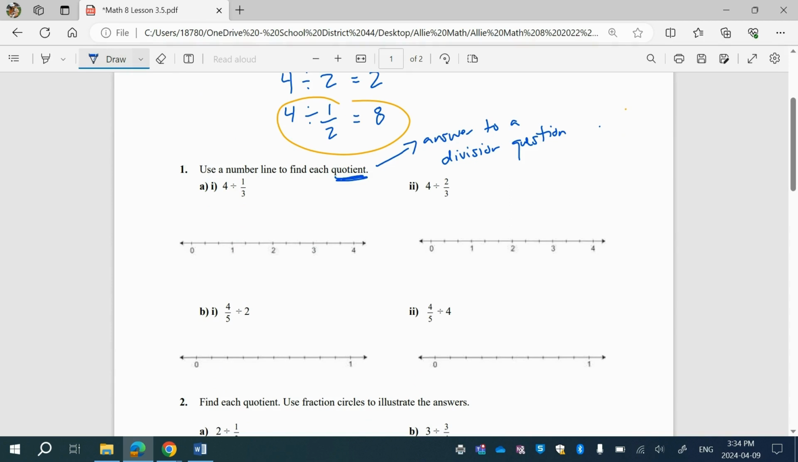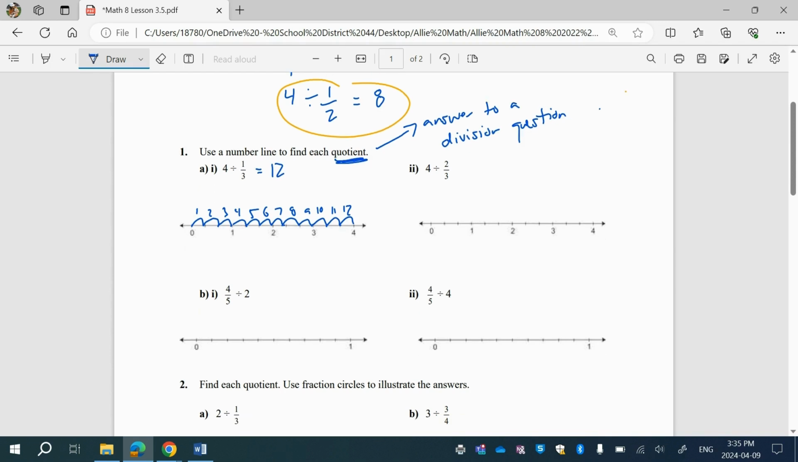Now to get our answer, we just need to count up all of the 1/3s that go into 4. So there's 1/3, 2, 3. So I go 1, 2, 3. This is our 4th, 5th, 6th, 7th, 8th, 9th, 10th, 11th, 12th. So 4 divided by 1/3 is 12.